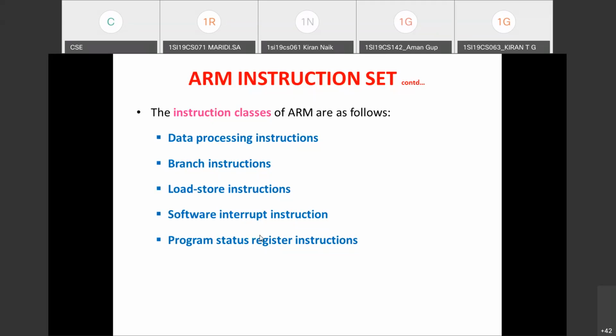And the last is the program status register instruction. If you want to read the status of the condition flags, or if you want to write some data to the condition code flag register, how we can perform this using the program status register instructions supported in ARM. All those things we'll be discussing with examples.